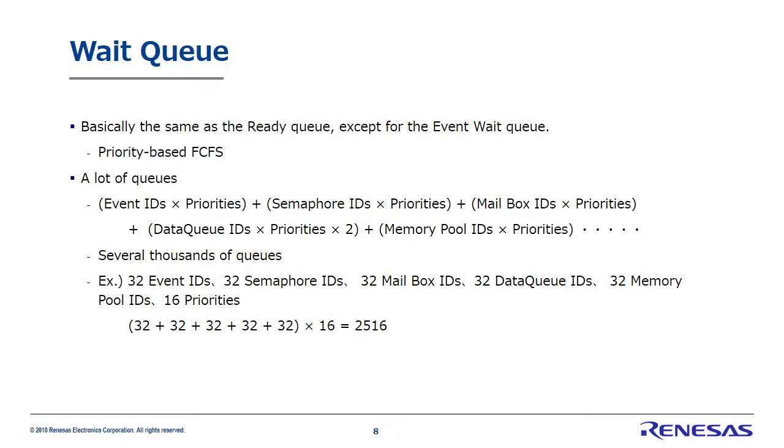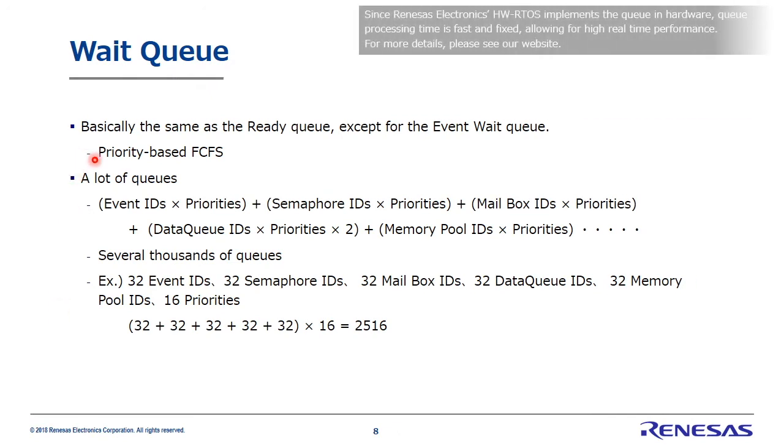Now we'll move on to the wait queue. The wait queue is also FCFS, the same as the ready queue. There are ready queues for each priority level, but there are far more wait queues. As you can see from this expression here, the number of wait queues is the sum total of the number of each object multiplied by the number of priority levels. This means, for example, that if, like this, there are 32 event IDs and 32 semaphore IDs, etc., and there are 16 priority levels, then we multiply the total number of objects by 16 for a total of over 2,500.